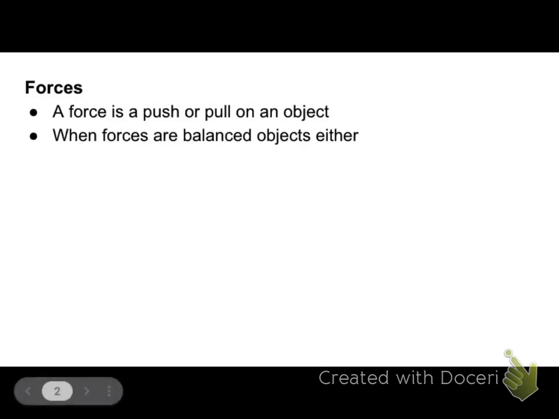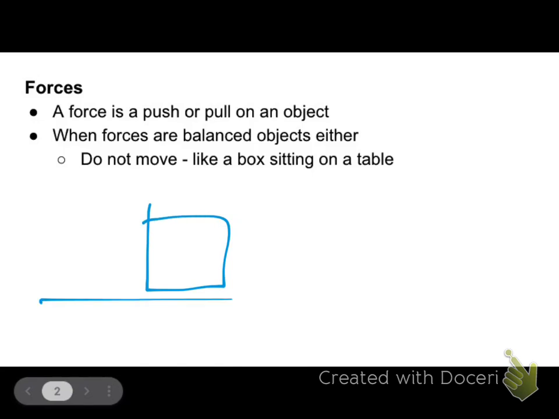When forces on an object are balanced, one of two things happens, okay? If that object was already not moving and the forces on it are balanced, then that object won't move. So a box sitting on a table has the force of gravity pushing down on it and the force of the table pushing up on it. So forces on this box are balanced and it's not moving.